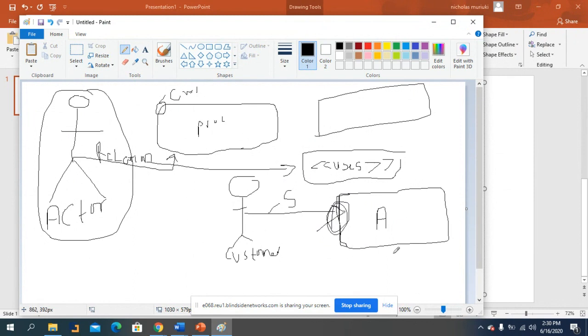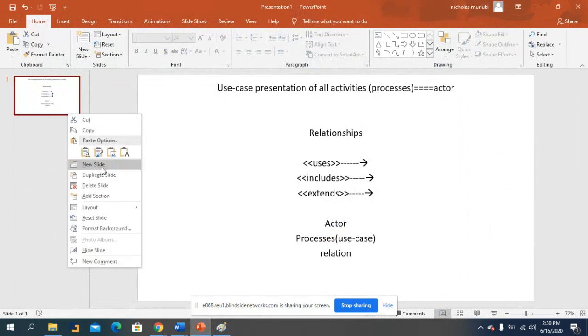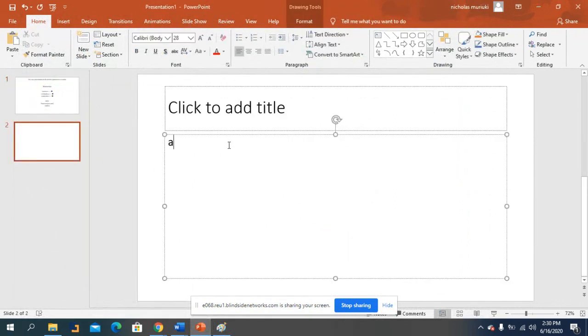But the moment we use a relation, I think maybe I can still use a PowerPoint so that I can be able to interpret that. When I'm using an actor to an actor, we use a dependency relation. This class is depending on another. Like now, I can talk about maybe a parent, and we have a child, or we have a student. Let me call it a student.